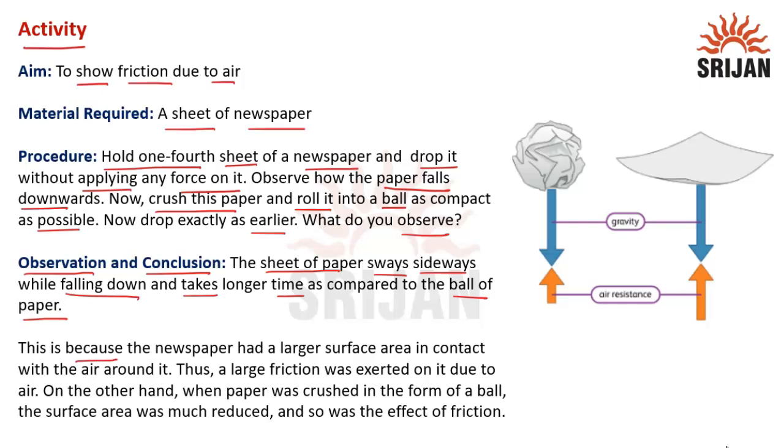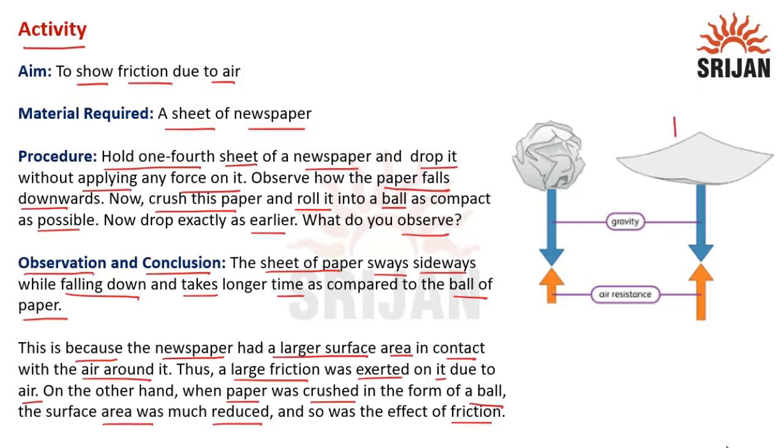This is because the newspaper had a larger surface area in contact with the air around it. Thus, a large friction was exerted on it due to air. On the other hand, when the paper was crushed in the form of a ball, the surface area was much reduced, and so was the effect of friction.